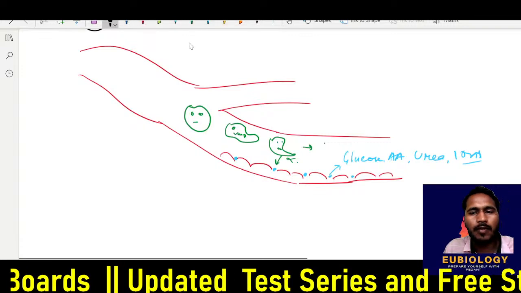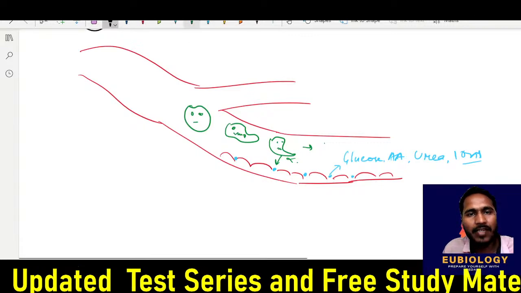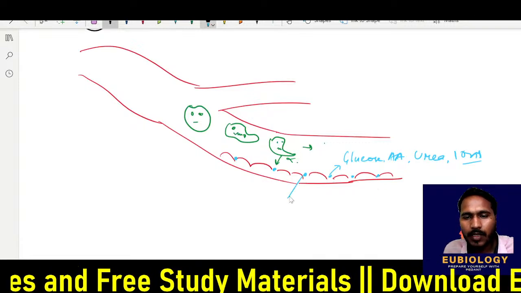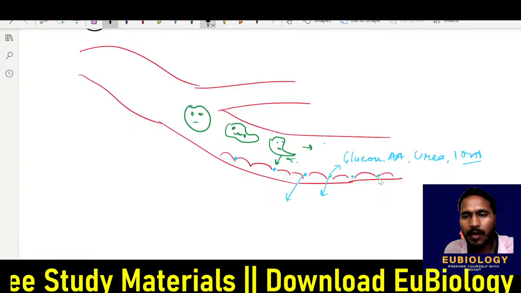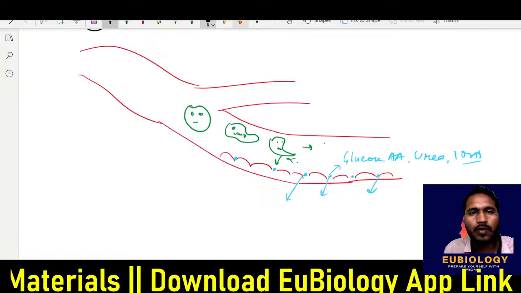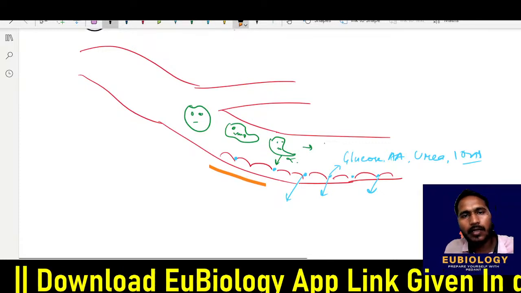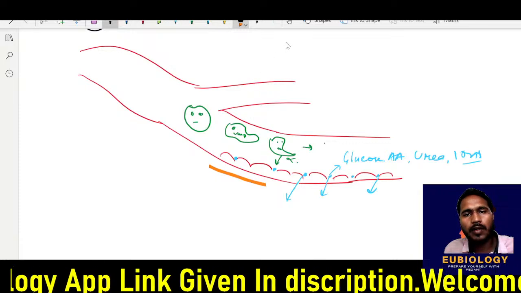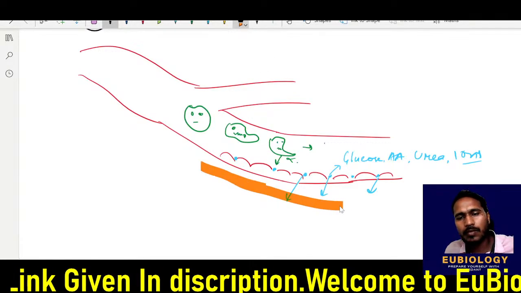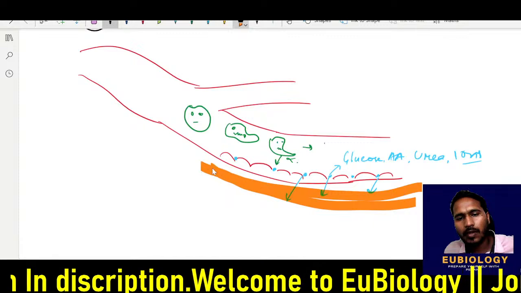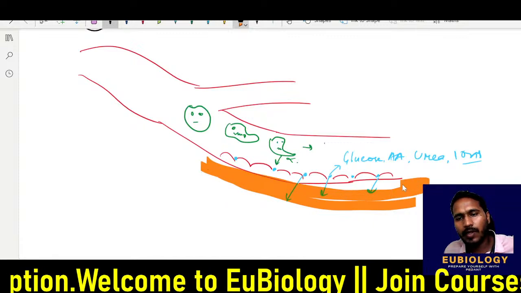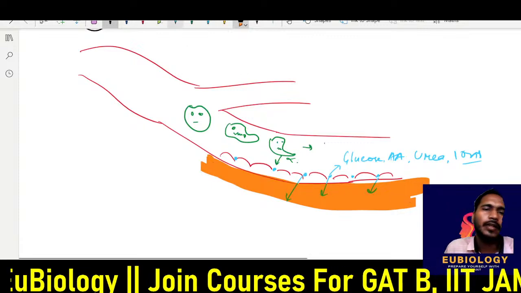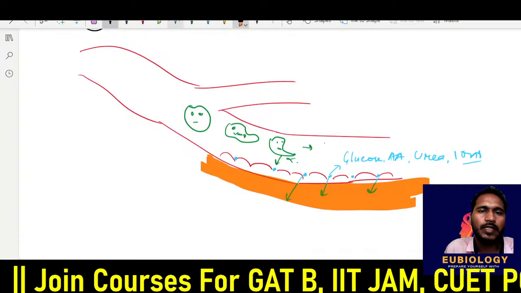So these small particles can pass because they have the size to fit into these gaps. After passing, they will go through the basement membrane, and this is your basement membrane. Make it a little bigger. Okay, from here they reach the epithelial tissue in the glomerulus.